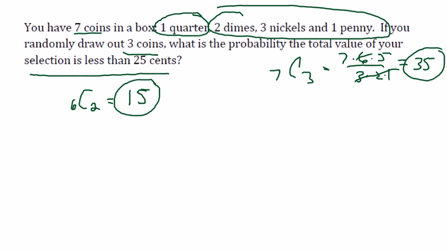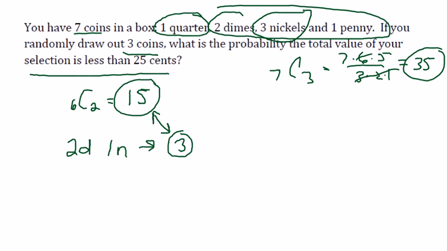And then you have to go through and look about what other ways can I get 25 cents or more. And the only other way you can get 25 cents or more are taking the 2 dimes and 1 nickel. But you have 3 nickels. You have to take both dimes. And so there's only 3 ways to get 2 dimes and 1 nickel. And so there are 18 ways, 15 plus 3, that you can get 25 cents or more.